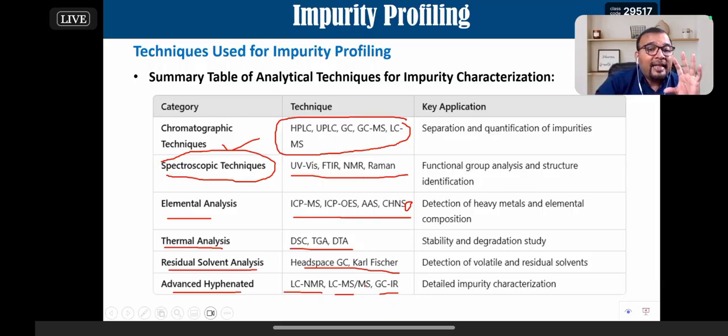So these are the techniques one can utilize for characterization of your impurity: chromatographic techniques, spectroscopic techniques, elemental analysis, thermal analysis, residual solvent analysis, and if you have the advanced techniques like LC-NMR, LC-MS/MS, they also can be used. I hope you are clear about techniques used for impurity profiling.